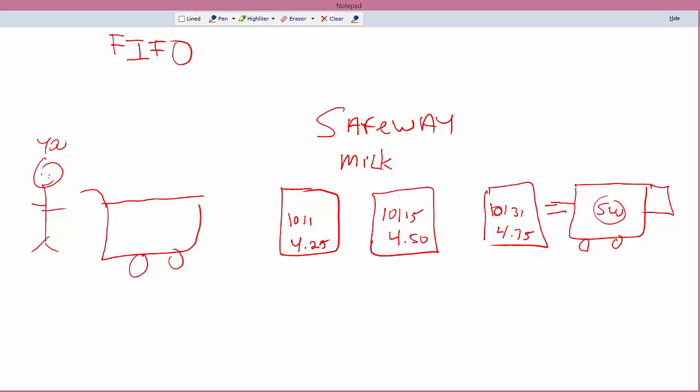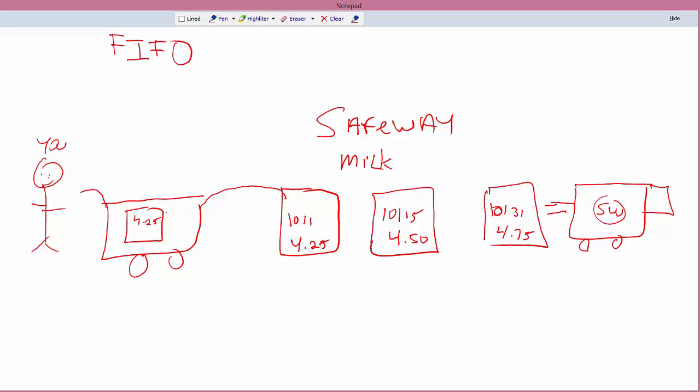Now, under the first in, first out inventory method, the presumption is that you're going to grab that one out of the milk fridge and put that $4.25 one in your cart. Is that what you do when you go to Safeway? What do you do? You go all the way to the back and pick one out? So what does Safeway do? They change the date on the dairy products? No. So what happens?